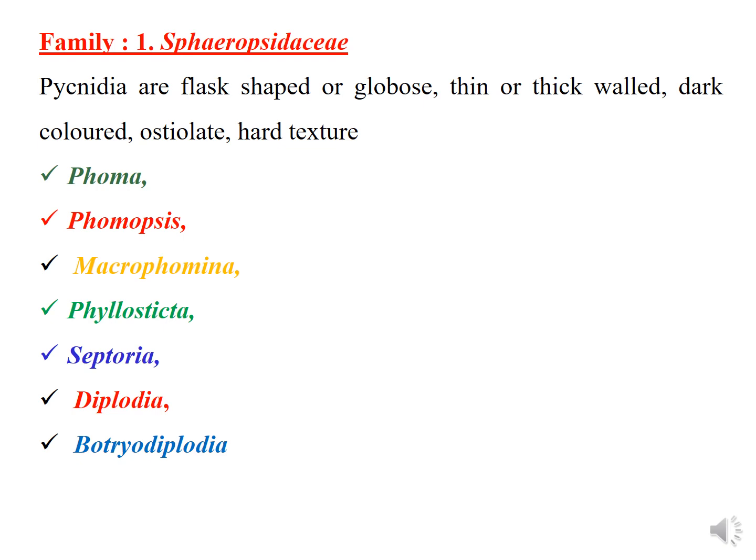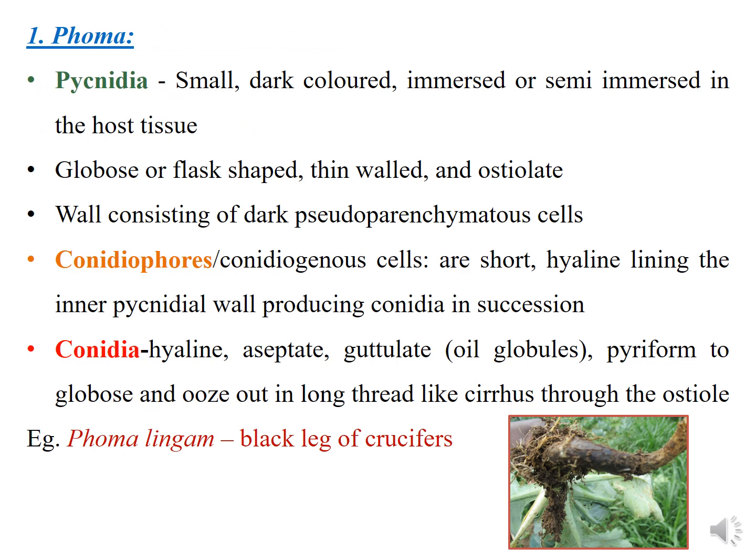Let us discuss the individual characteristics of these genera. Coming to the first one, Phoma. Phoma pycnidia are very small and dark colored, generally immersed in host tissue. The pycnidial shape is generally globose or flask shaped in nature, and the flask shaped pycnidia are very thin walled and ostiolate. Here an ostiole is present in Phoma species, and the wall of the pycnidium consists of dark pseudoparenchymatous cells.